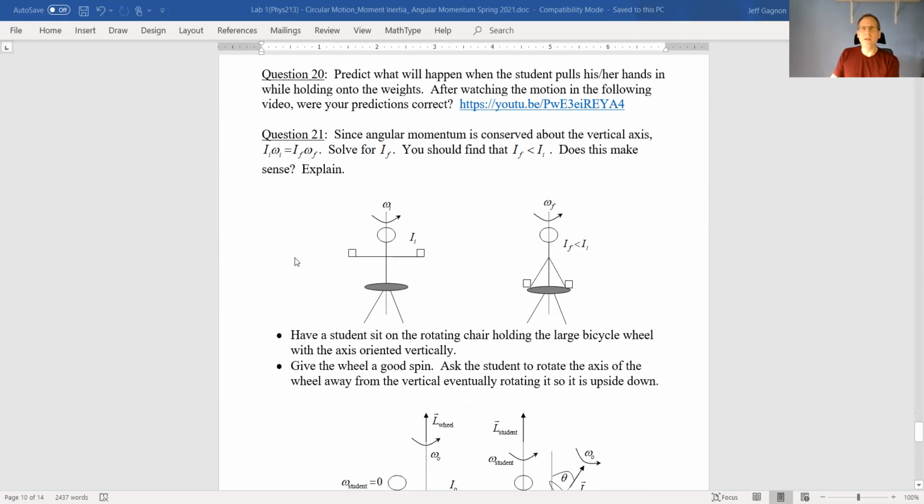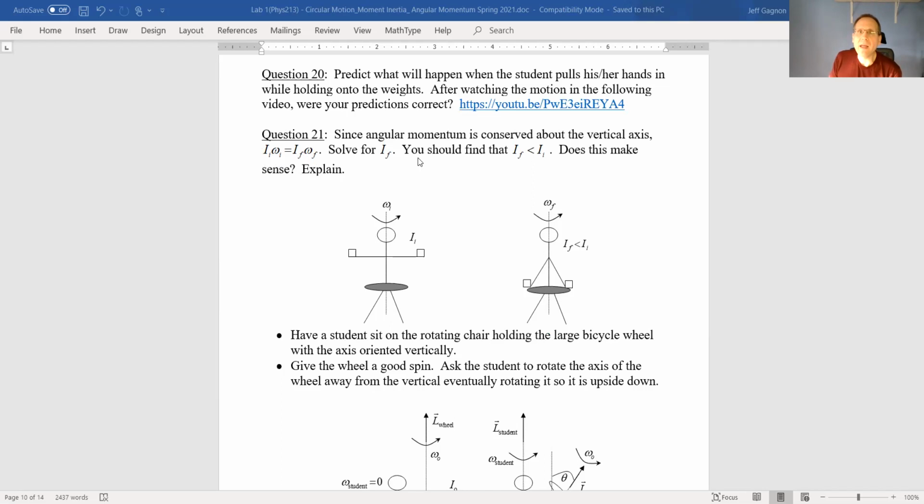Okay, question 21. Since angular momentum is conserved about the vertical axis, then we know that the initial angular momentum must equal the final angular momentum about the vertical axis. So I can say I initial omega initial, remember that's the initial angular momentum, equals I final times omega final. So I want you to solve this for I final, just algebraically. Just divide both sides by omega final.